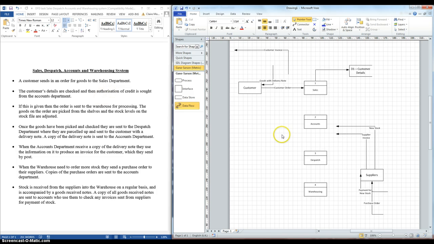Customer details are checked, authorization of credit is sought from the accounts department. So this is a new internal data flow. We'll call this something like request authorization. If this is given, we will then assume that they will either accept or reject that authorization. I'll just put that onto two lines so they fit well. Whoops. That's what I mean about the lines, you've got to play with them a little bit to get them right. Okay, so what should we call this one? Authorization given or declined.